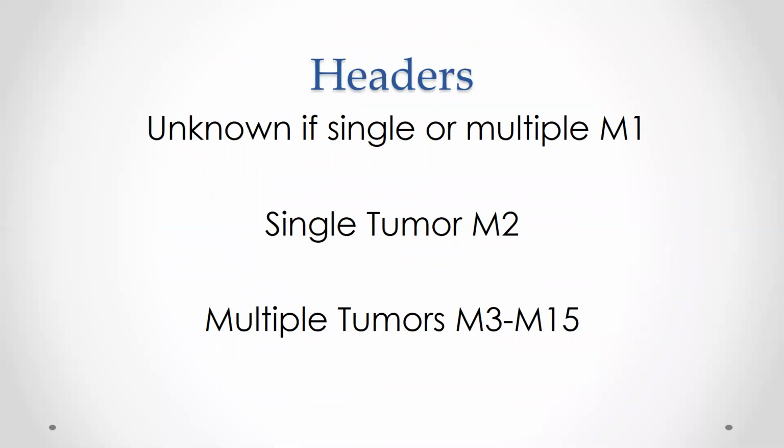When we move into the actual multiple primary rules, you will have 3 headers that you need to choose from. Either you don't know if it's single or multiple, the next header would be if you have a single tumor, and then the next header would be if you have multiple tumors. You can jump to any of these headers, but once you start in those rules, say you had a single tumor but you had a circumstance where you need to go through the rules, then start at M2, but work your way through the rules and stop when that applies to your case.